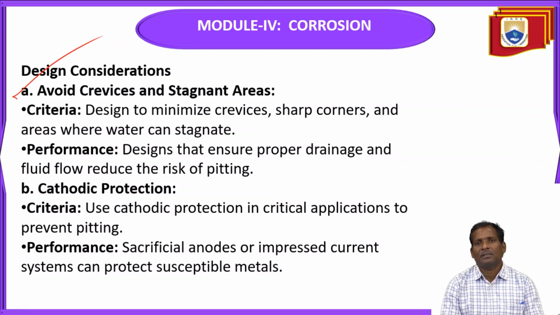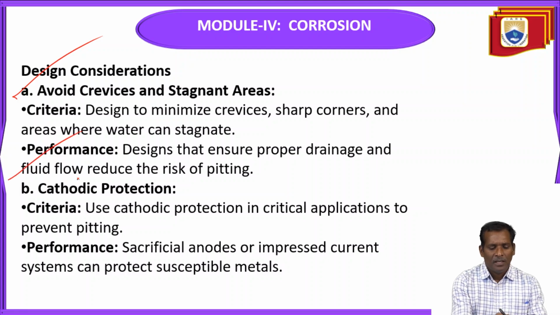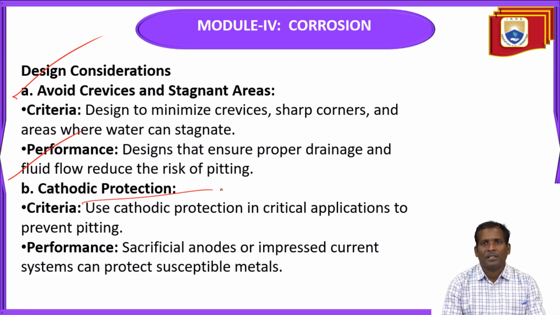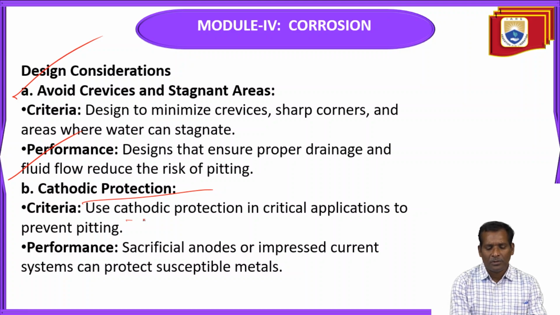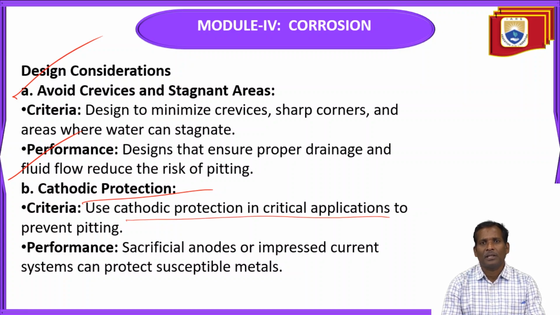So where water can stagnate, there is a corrosion. That corrosion is called crevice corrosion. Proper designs that ensure proper drainage and fluid flow reduce the risk of pitting. The next one is cathodic protection. In this, use cathodic protection in critical applications to prevent pitting.